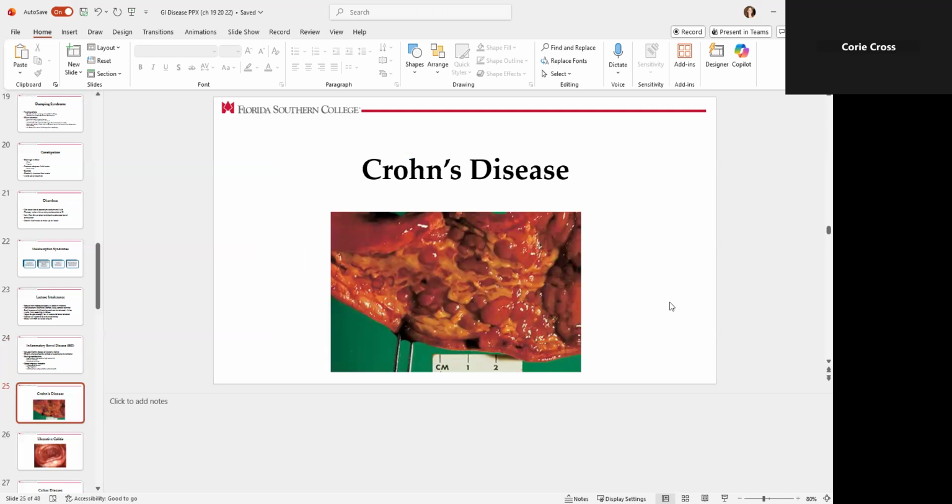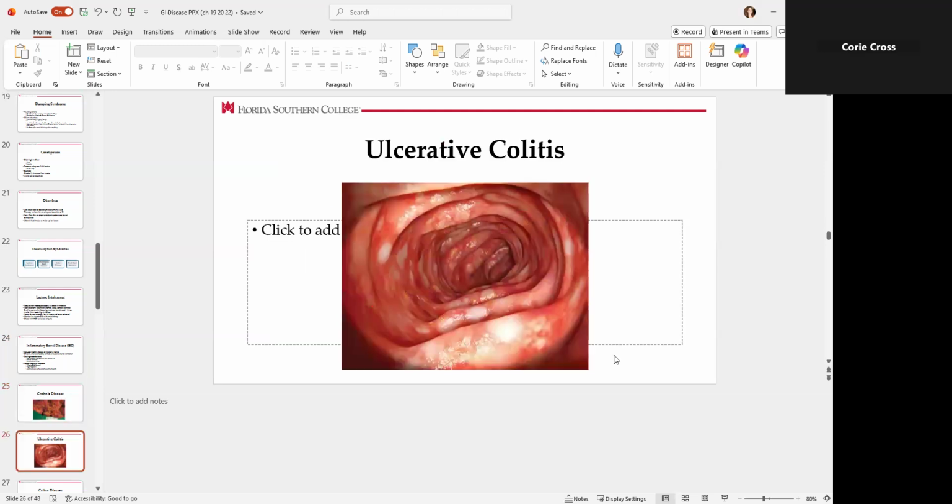This shows a bowel of a patient with Crohn's disease. You can see all of the lesions there. And then in contrast between the larger, more obvious lesions of Crohn's, this is ulcerative colitis, which has more subtle lesions, yet obvious inflammation is present.